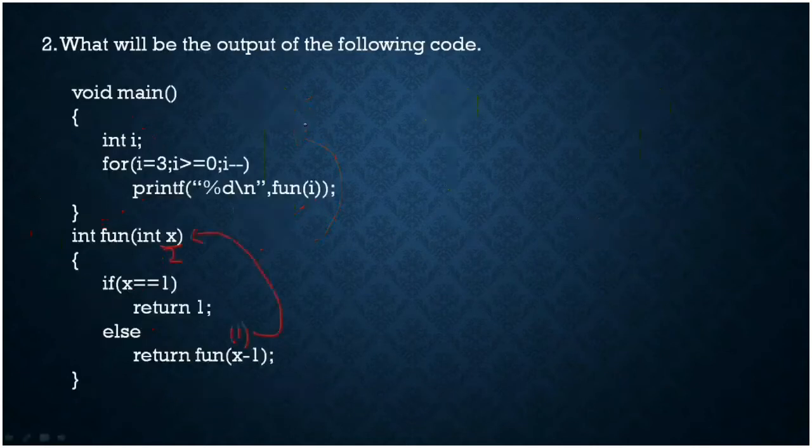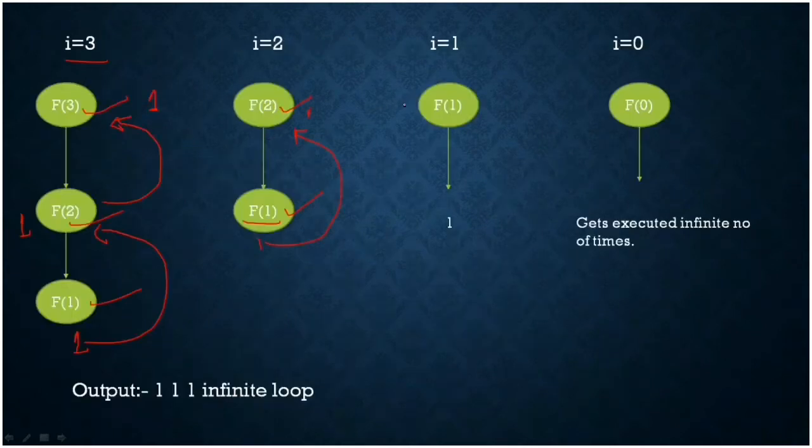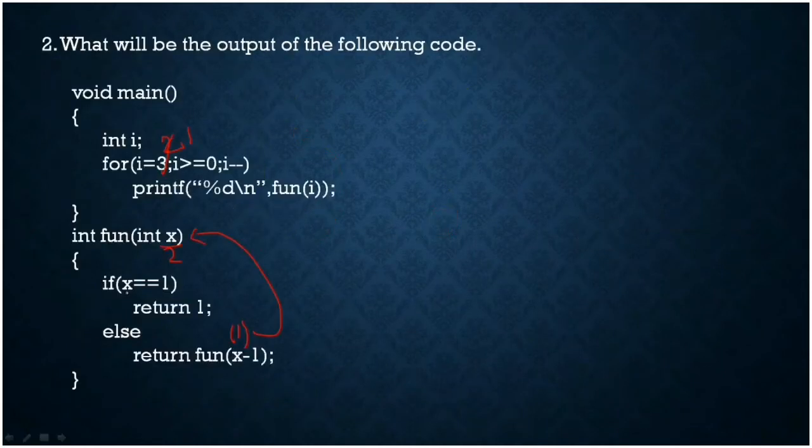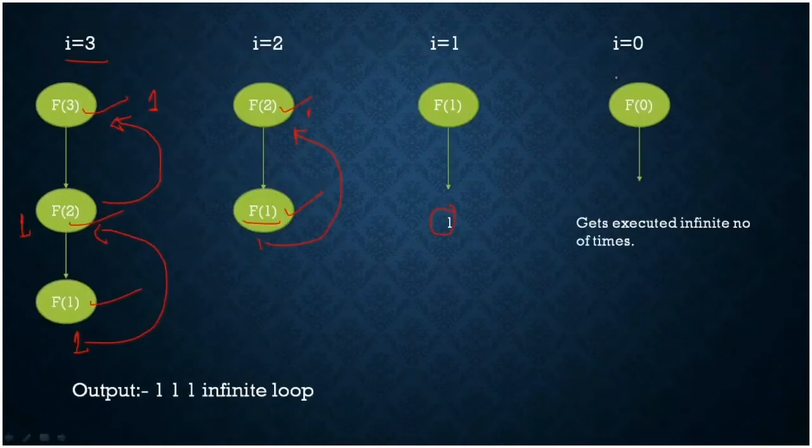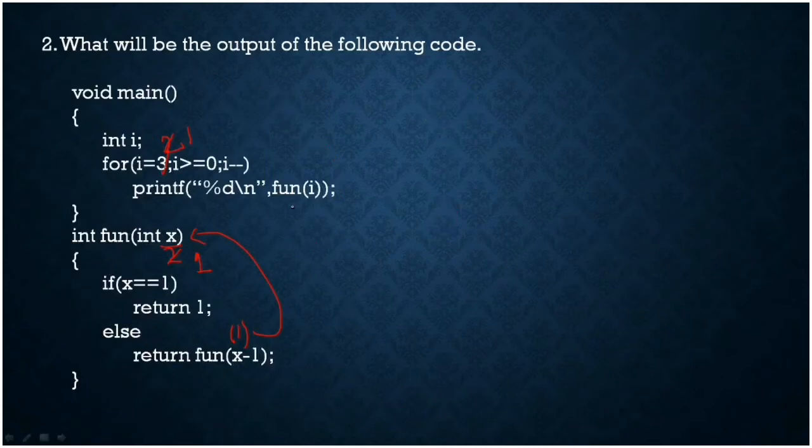In a similar way, I equal to 3 is completed, I equal to 2 is completed, and then I equal to 1. When I is equal to 1, it will return 1 because it satisfies the condition. 1 is equal to 1, x is equal to 1, so it will directly return 1. Now I is equal to 0. When I is equal to 0, see what happens. This is a very important case when I is equal to 0, because fun of 0 is passed. Just a minute.